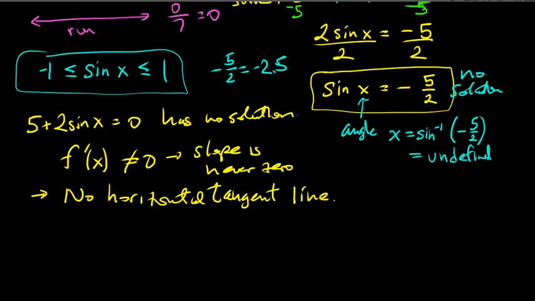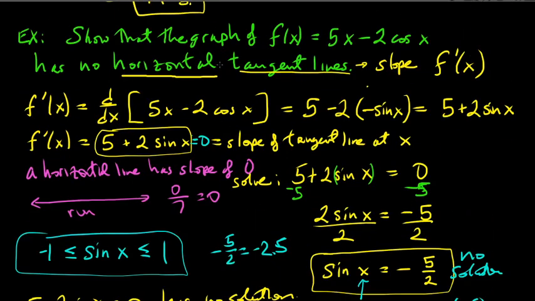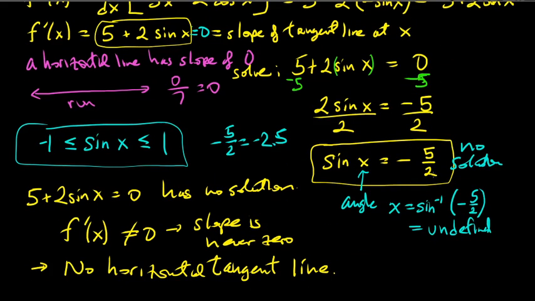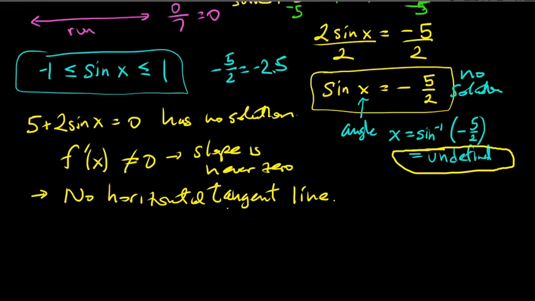And that was the original question. Show that there is no horizontal tangent line. So to do that, you take the derivative, set it equal to 0, solve for x, and when you try to solve for x, you get no solution, or undefined. And that's how you know there's no horizontal tangent line.